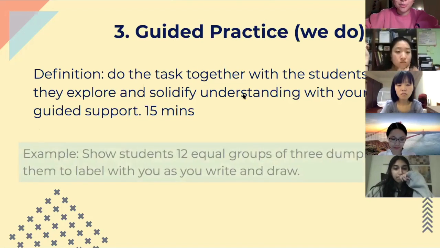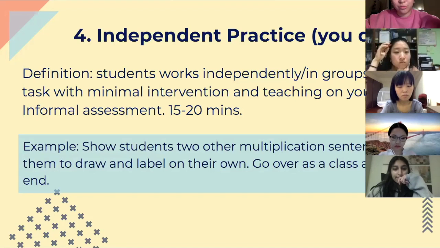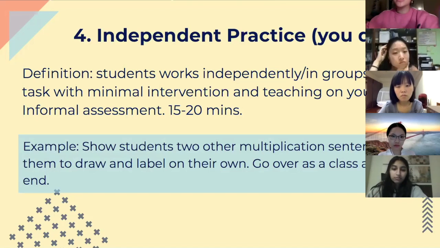Okay. Moving on. Finally, it's I do, we do, and now it's independent, it's you do. This is when you give them a few practice problems of the thing they're struggling with, and they try to do it on their own without any intervention from you. I think of it as an informal assessment. Depending on how they answer the questions is whether or not they got it from you, right? And again, it depends on what you're doing with them, but this could take anywhere from 15 to 20 minutes.